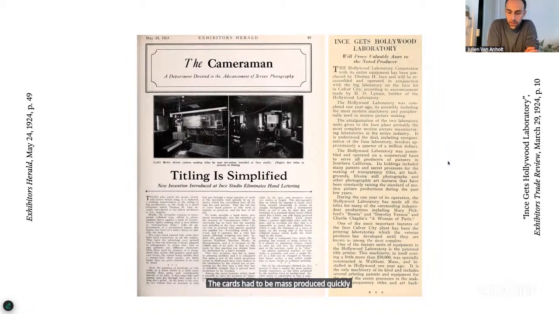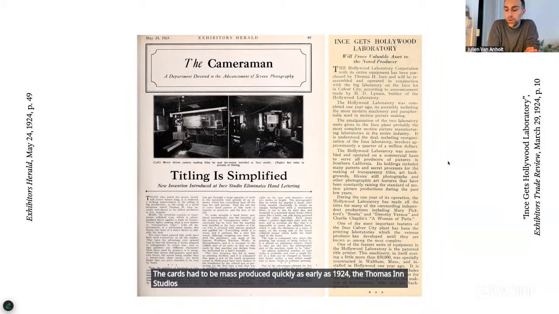As early as 1924, the Thomas Ince Studios acquired new machines. The typographic composition of intertitles was internalized in the same studios that had sworn by lettering and hand-painted work only a few years earlier.